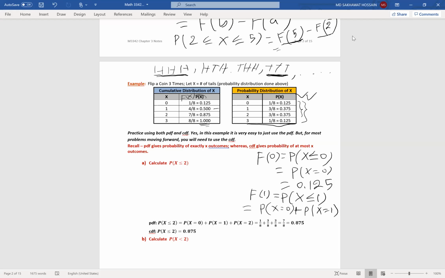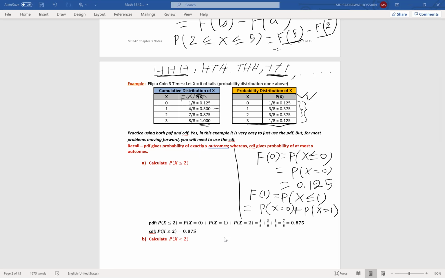Okay, so to find the probability, you can either use the cumulative distribution function if you have it, or you can use the probability distribution function. So now the question is, if we can use the probability distribution function, then why do we need the cumulative distribution function? Because the cumulative distribution function will make your life easier. If you have it, you can directly find the probability, so you do not need to add some numbers.